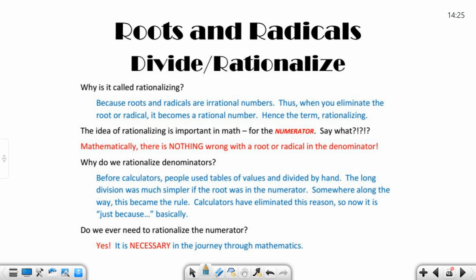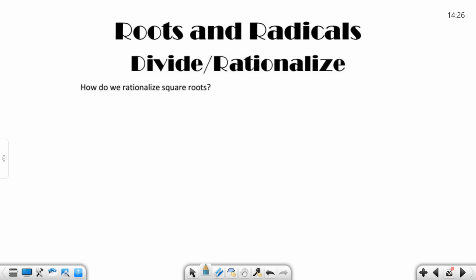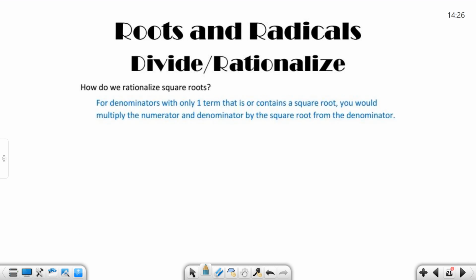Now, it may exist and I may just not have worked it. It may be in my current calculus book. I just haven't seen it, haven't run across it. But I have seen where you have to rationalize the numerator, all right? So, how do we rationalize square roots?